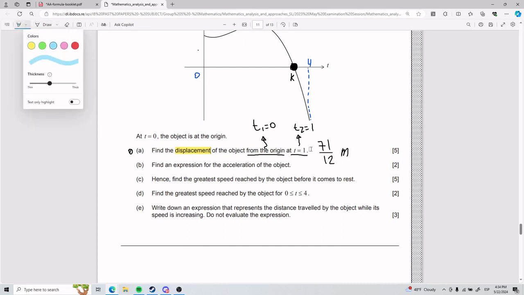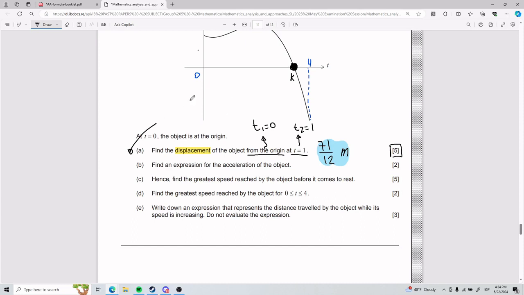I'm going to put it in blue just so that we remember that this was my final answer. So again, a lot of steps, but hey, it's worth 5 points, worth looking into it. So that is for part A. For part B, we need to find an expression for the acceleration of the object. And so now the big buzzword is acceleration.